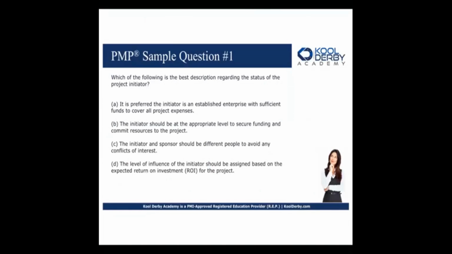Which of the following is the best description regarding the status of the project initiator? A, it is preferred the initiator is an established enterprise with sufficient funds to cover all project expenses. B, the initiator should be at the appropriate level to secure funding and commit resources to the project. C, the initiator and sponsor should be different people to avoid any conflicts of interest. Or D, the level of influence of the initiator should be assigned based on expected return on investments for the project.